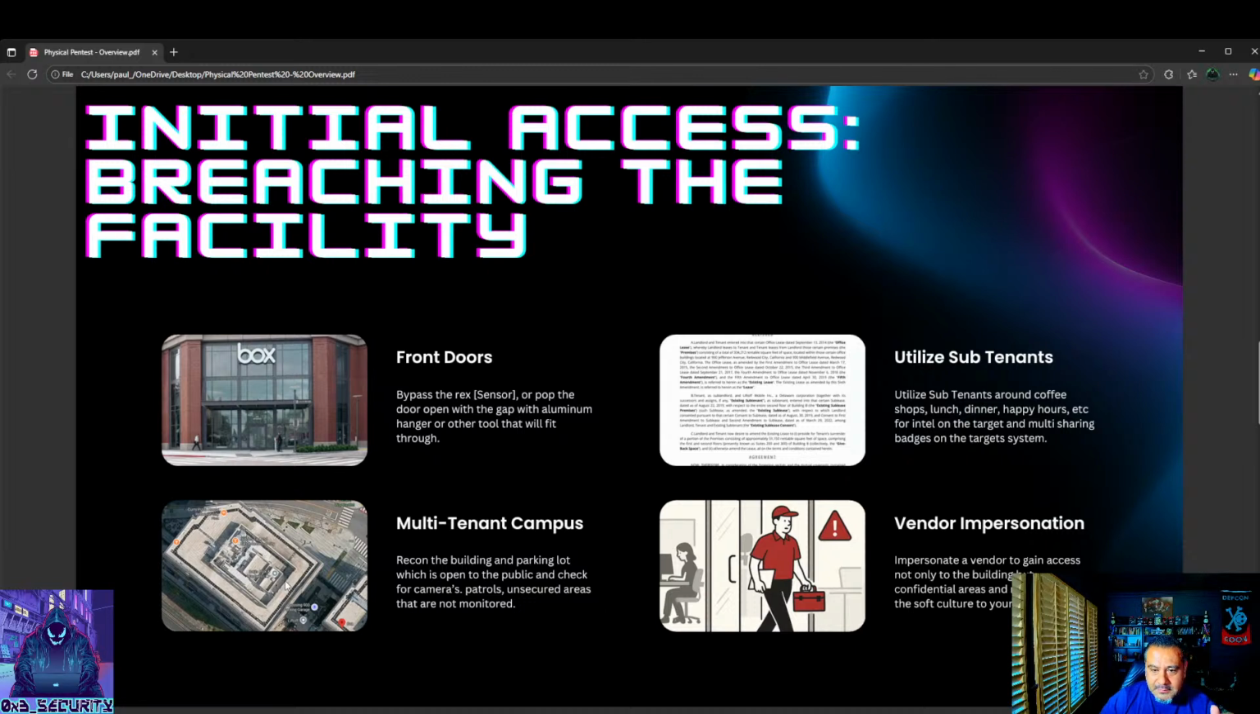You can find them on Craigslist, probably still in the Bay Area, but do it for a day or two. That gets you access inside, right? You're going to get a badge. And that's another way, again utilizing the soft culture of the Bay Area or certain states that I ran, and use that for your physical pen test or red team engagement. They will pay you cash for that.